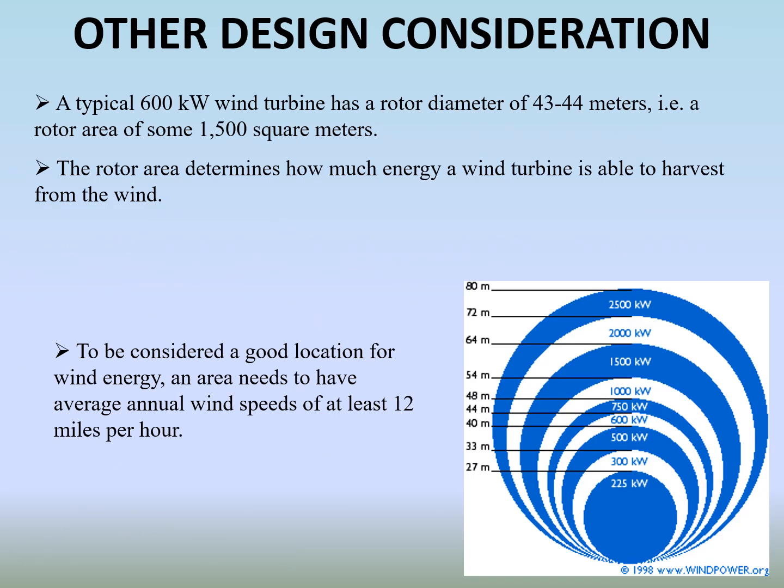Other design considerations. A typical 600 kilowatt wind turbine has a rotor diameter of 43 to 44 meters, for example, a rotor area of some 1500 square meters. The rotor area determines how much energy a wind turbine is able to harvest from the wind. To be considered a good location for wind energy, an area needs to have an average annual wind speed of at least 12 miles per hour.